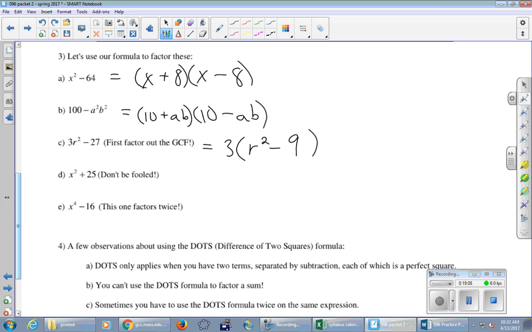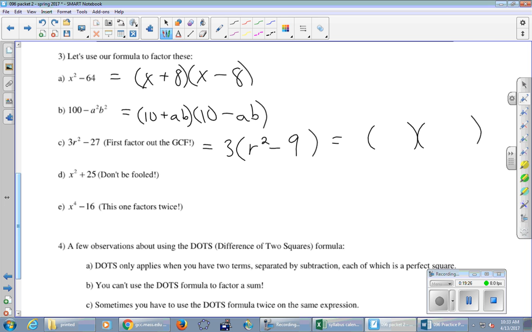same 3 questions. Is it two terms in the r squared minus 9? Yep. Is it a difference? Subtraction? Yep. Are they both perfect squares? They are, right? It's not 27 anymore, it's 9, and 9 is a perfect square. So give yourself the 2 parentheses. Go ahead and fill in.